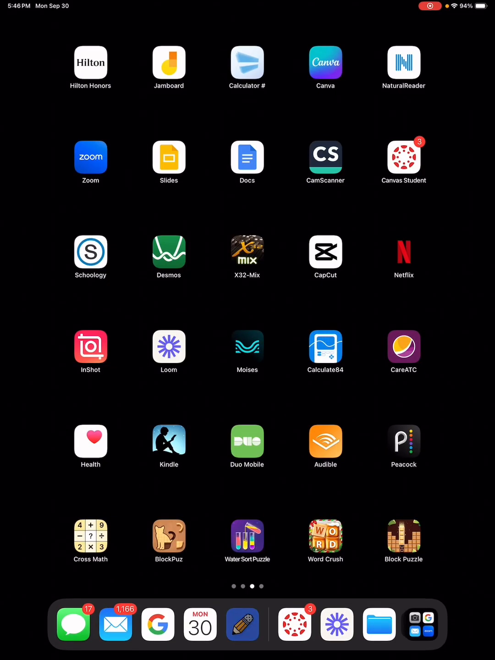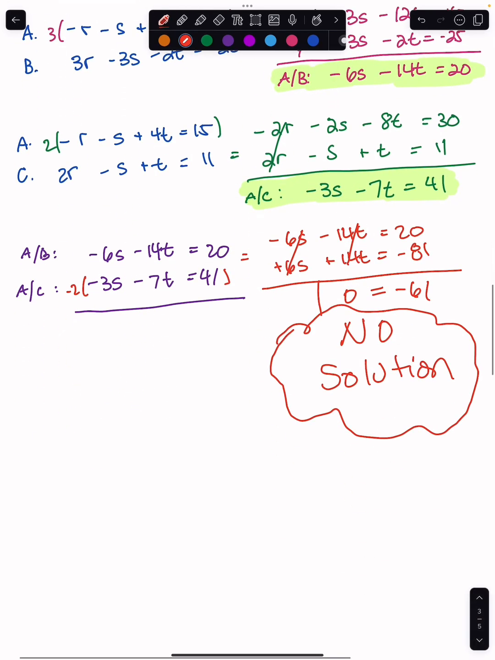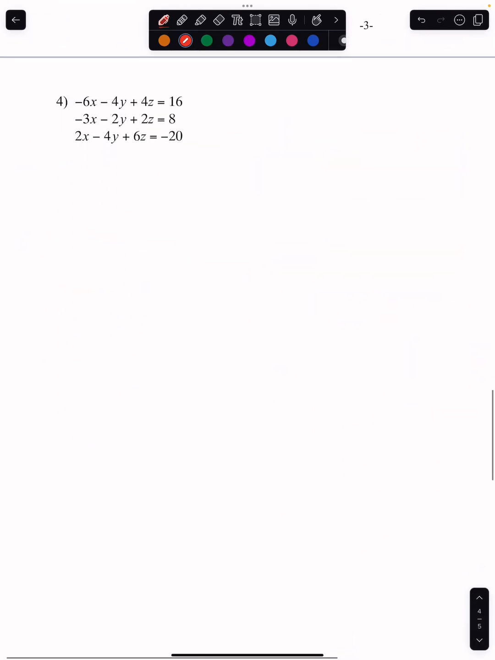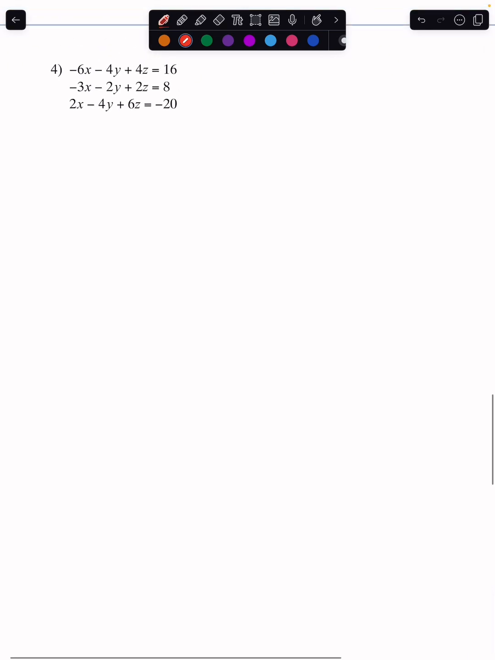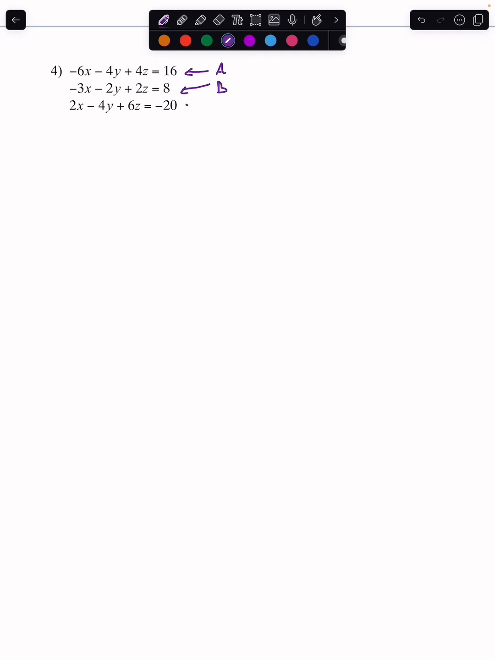Okay, so I'm going to go ahead and label this A, B, and C. Okay, and for this one, I'm going to start with lines B and C. I don't think I started with B and C yet. B and C. Line B says negative 3x minus 2y plus 2z equals 8.